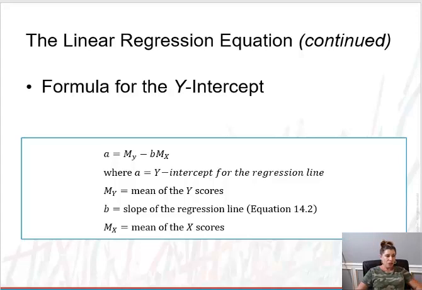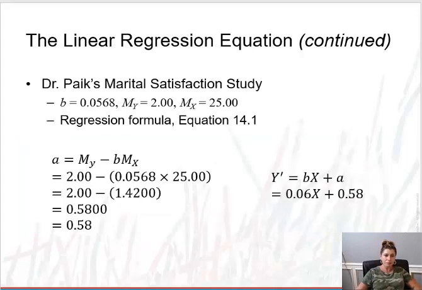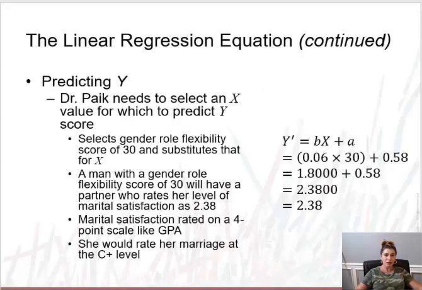So we go to our data. The mean of y was 2. Our slope is 0.06. Our mean of x was 25. We work this all out and we get 0.58. So now we know both our y-intercept, a, and our slope, b, and now we can predict y.